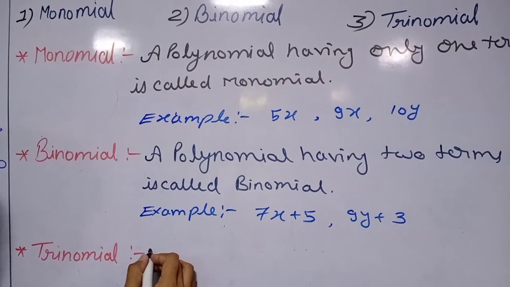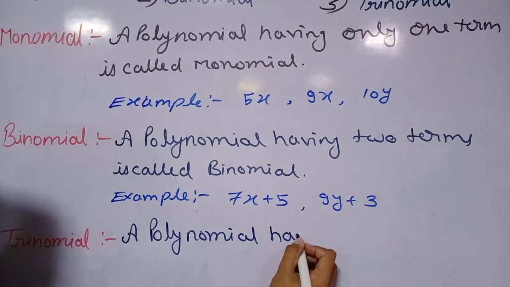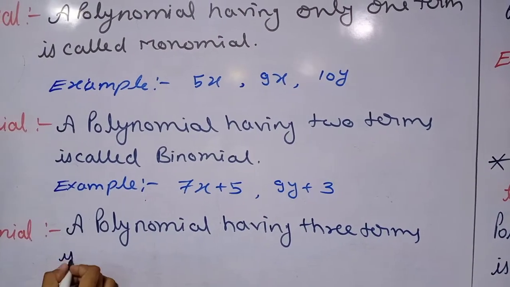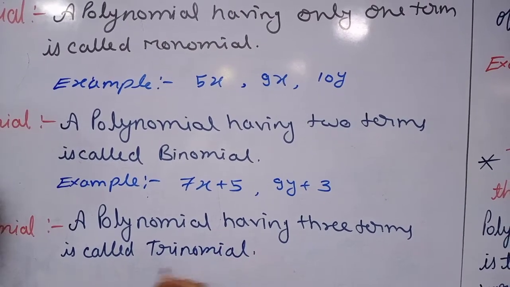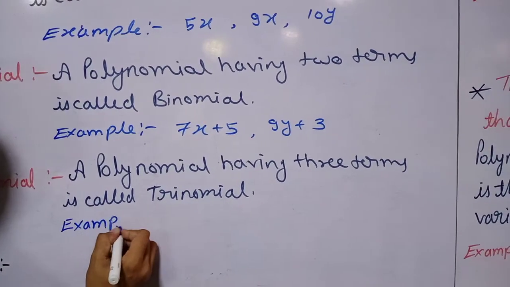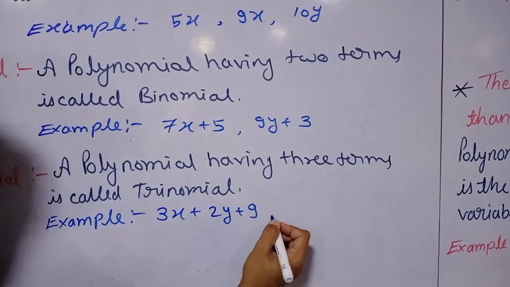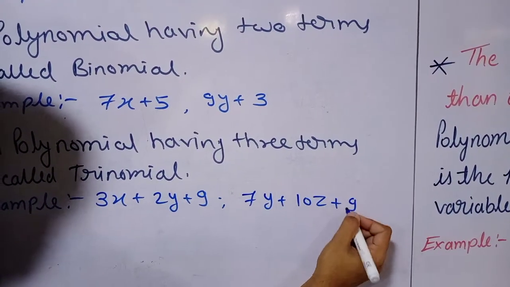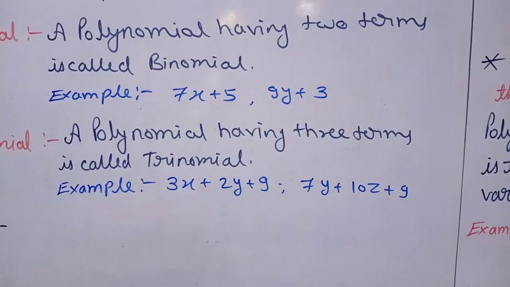The same way, a polynomial having three terms is called trinomial. Now for an example, 3x plus 2y plus 9, or we can say 7y plus 10z plus 9. In each and every example we have the 1, 2, 3 terms, so that is called trinomial.